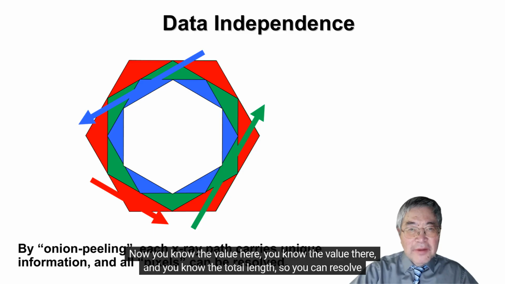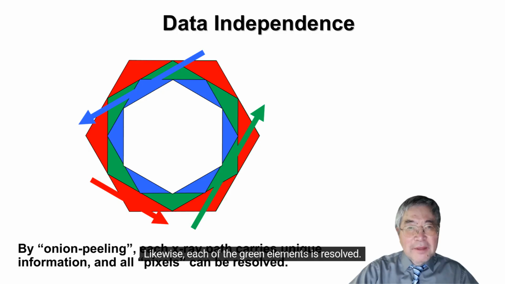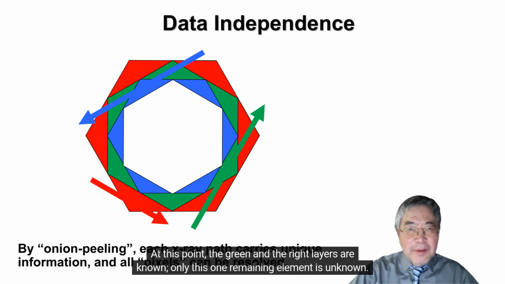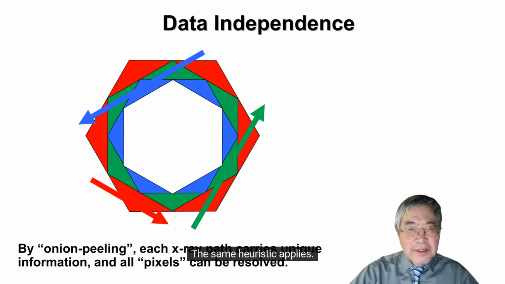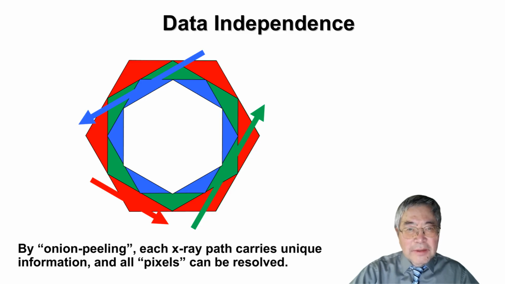Now you know the value here, you know the value there, and you know the total length, so you can resolve mu for this particular green triangular pixel. Likewise, each of the green elements is resolved. Next, move to the light blue ray. At this point, the green and the right layers are known, only this one remaining element is unknown. The same heuristic applies. This argument ties the relations without complicated mathematics.